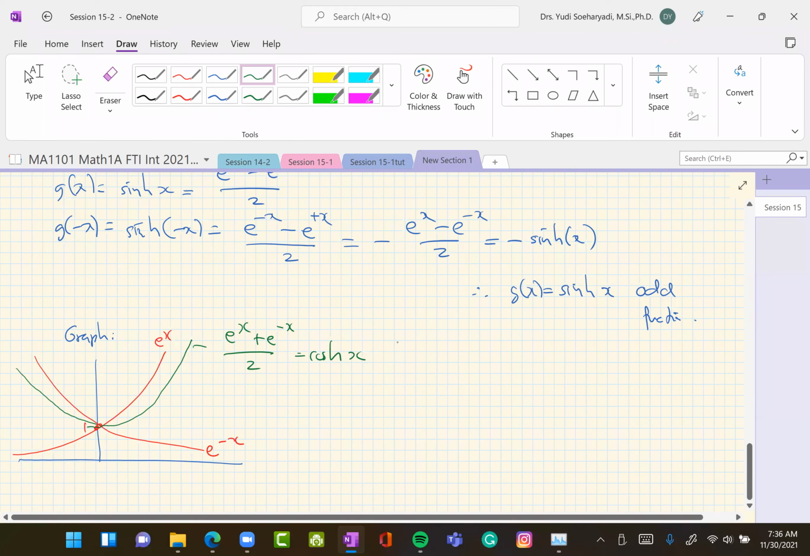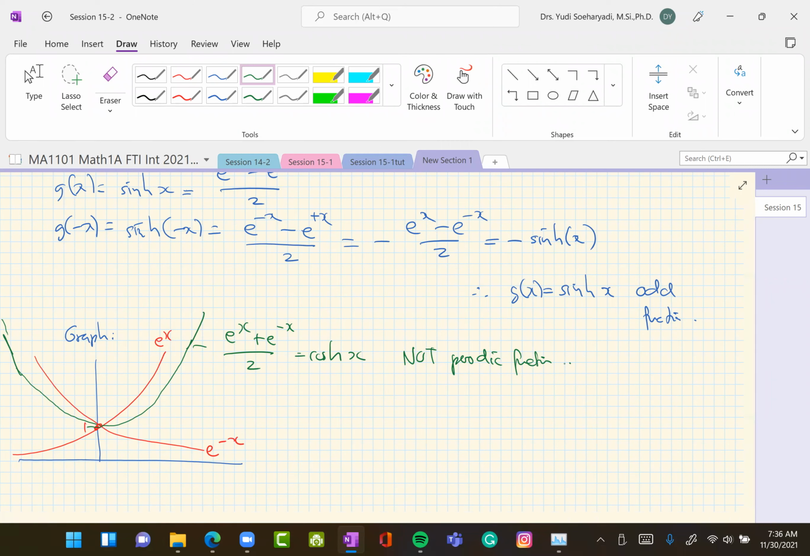It is not periodic, because it is not asymptotic. It's almost like a parabola, but it rises exponentially. Okay, not periodic. So it's not like the regular cosine, which is periodic. Okay, so this is the graph.